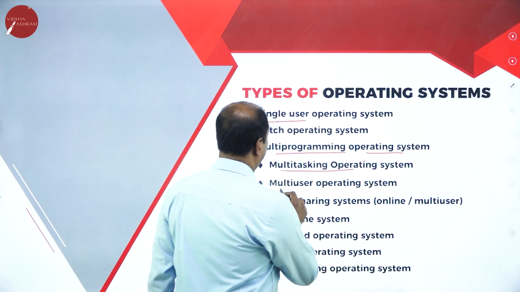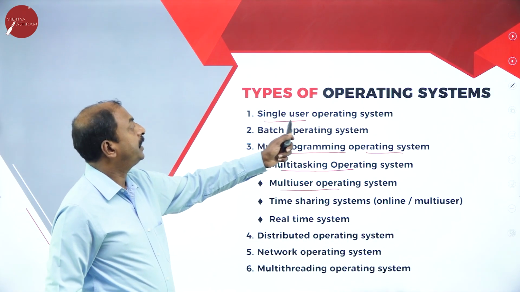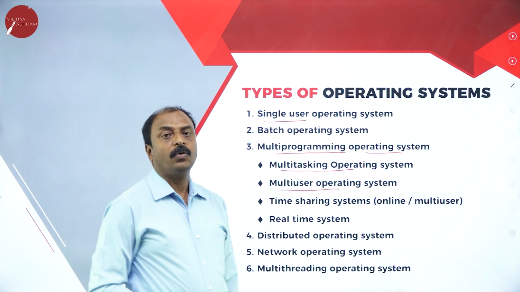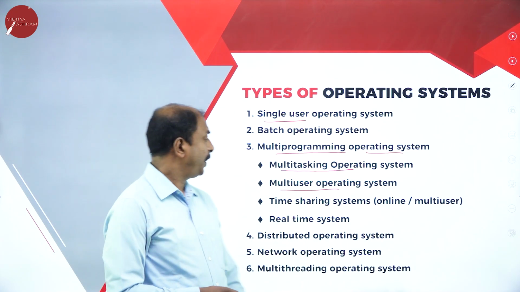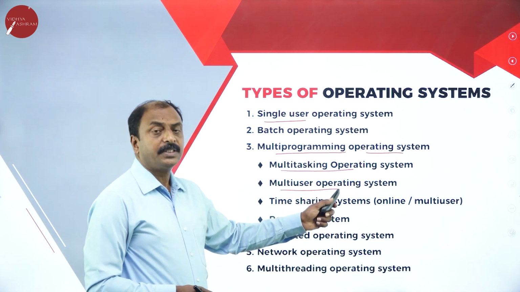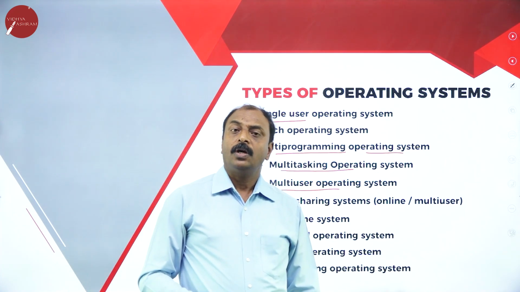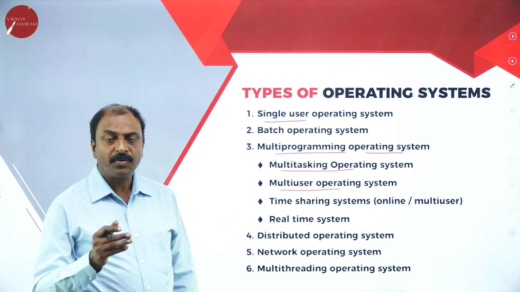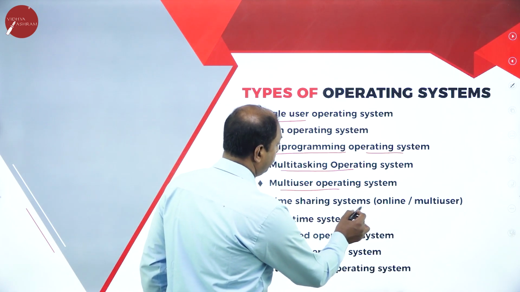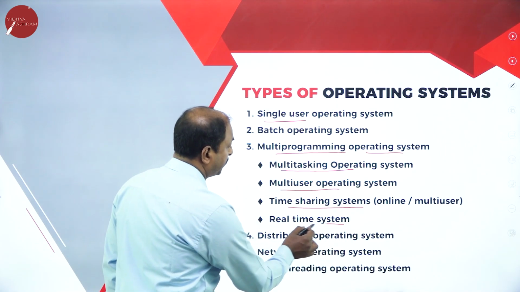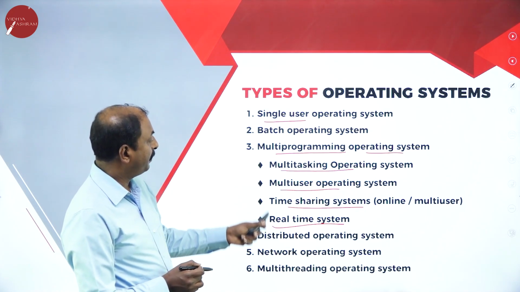And multi-user operating system. Now we have learned, here we have seen single user operating system means only one user can operate a computer system at a time. So what is the meaning of multi-user? This is a type of operating system that supports more than one user to operate the computer system or to work with different resources of the computer system. Next, time sharing system and real-time system. All these are different types of operating system available here.